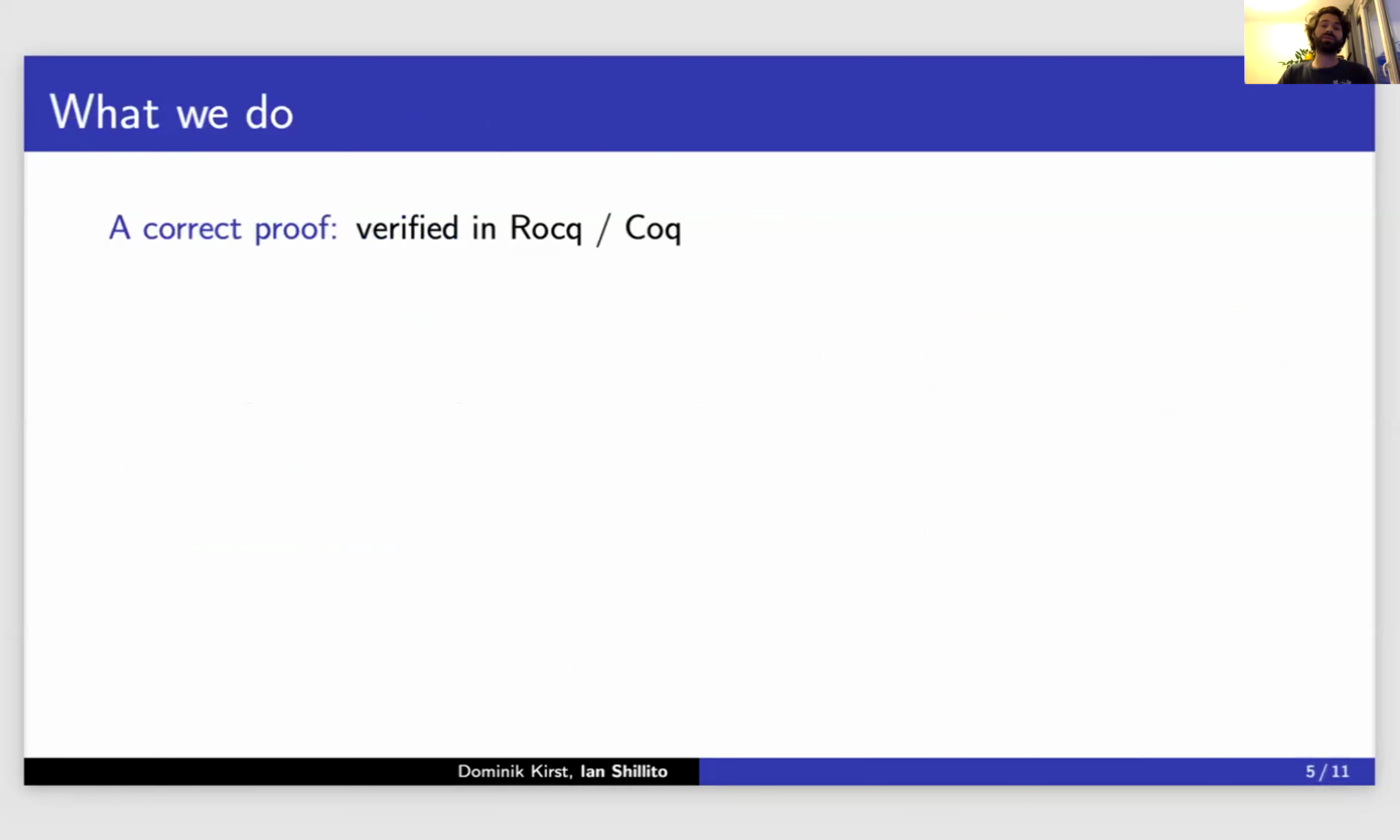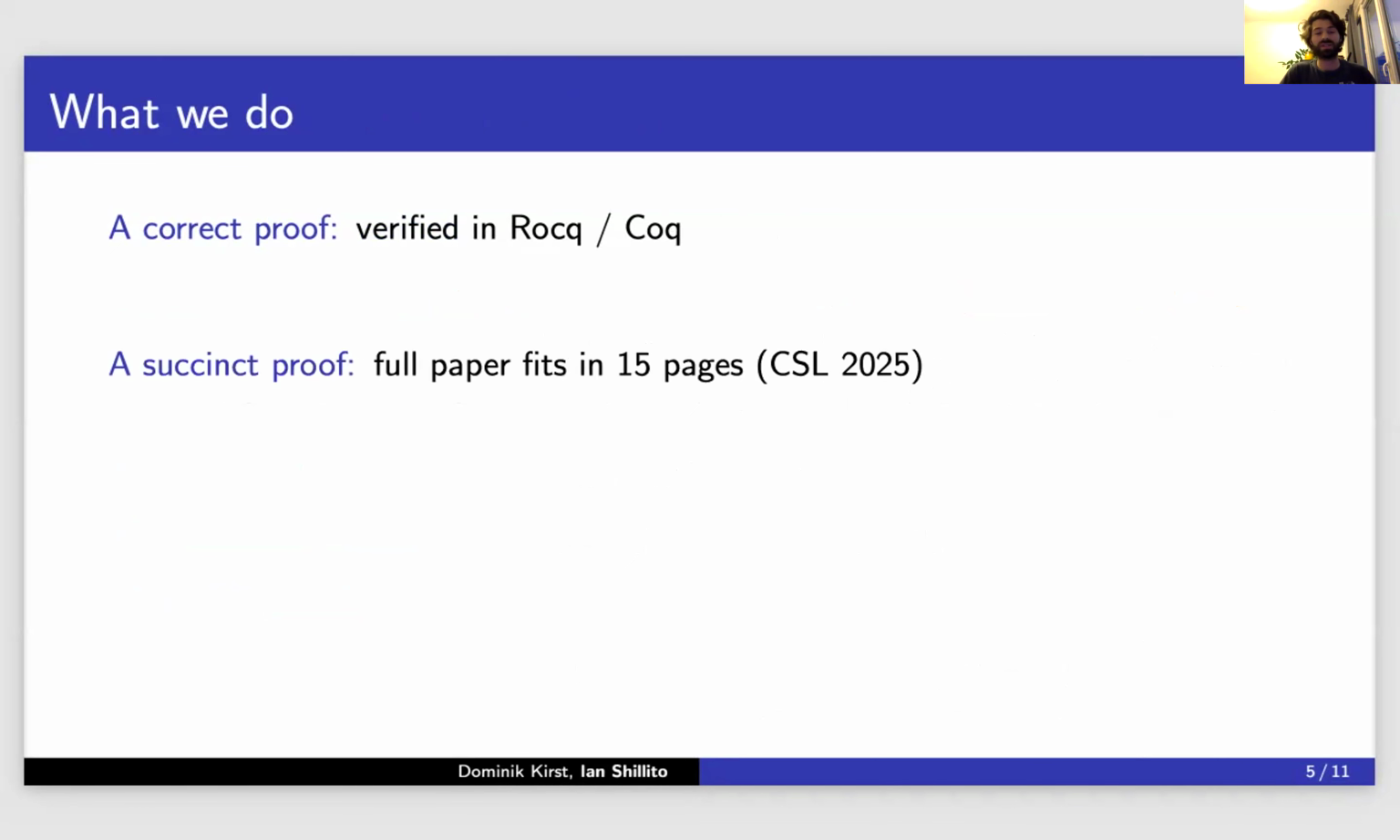So that's exactly what we're doing. We provide a completeness proof that is a correct proof, in the sense that we can claim this correctness because we verified all of our arguments in Coq/Rocq. It's rather succinct, in contrast with the potential proof of Klemke, in the sense that we could write the entire proof and explain everything in only 15 pages, and that's a paper at CSL that we just got accepted in 2025, so next year.